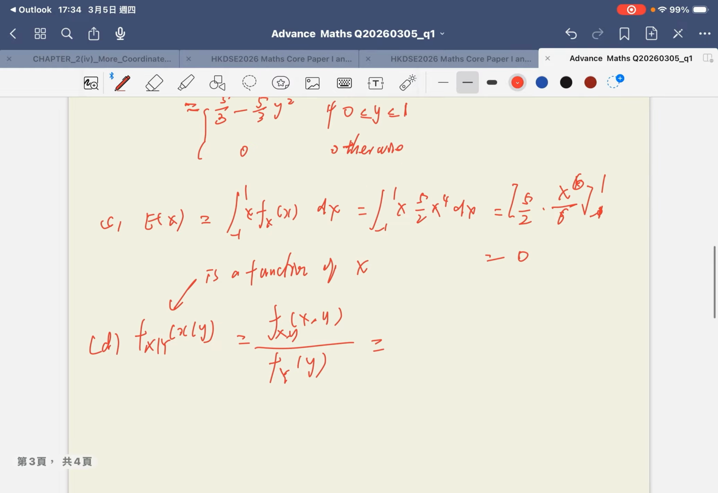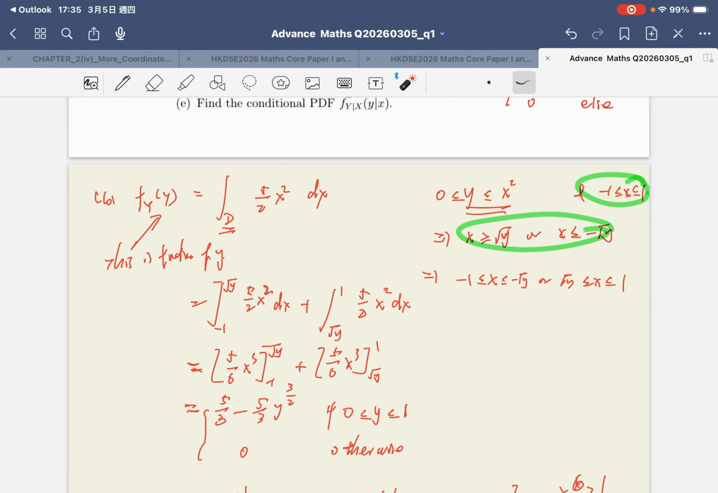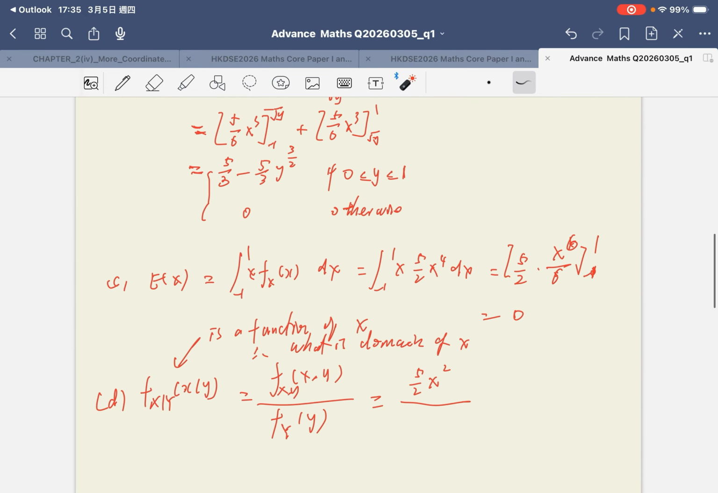Then, but you have to mention, because it is a function of x, you have to mention the domain of x. What is the domain of x? That is a critical point and also very important. For f(x,y), it is 5 over 2 x to the power 2. And for the marginal function of y is this one. You only need to put that into the function.